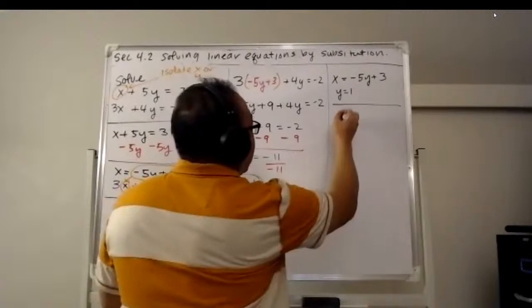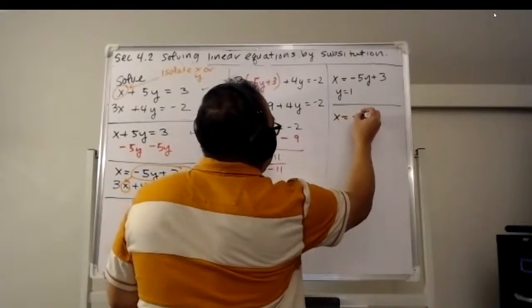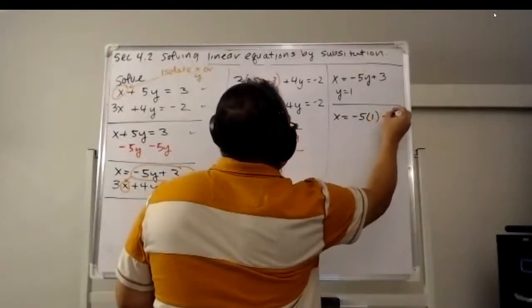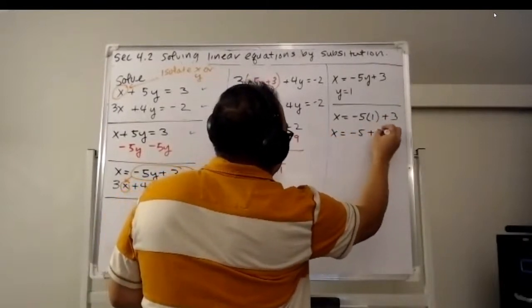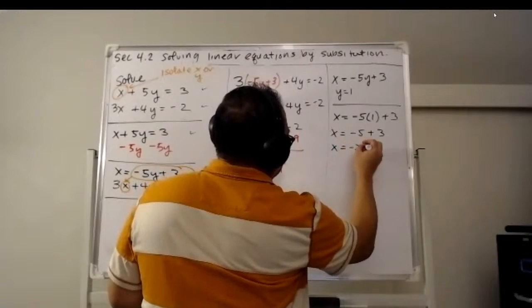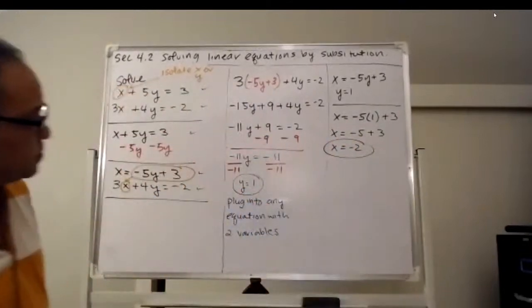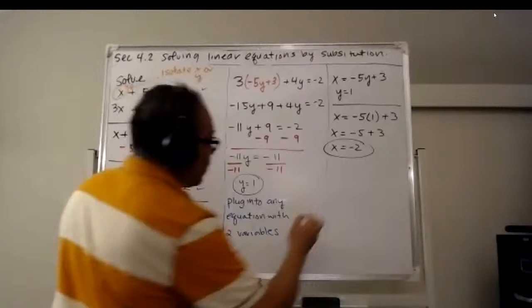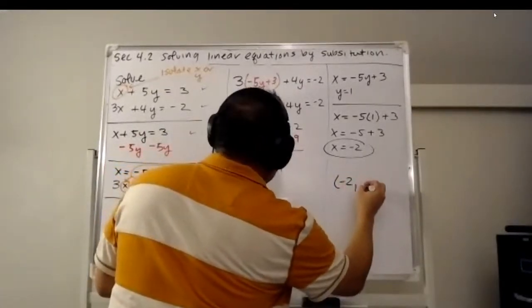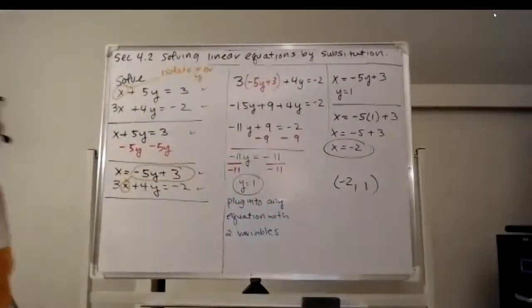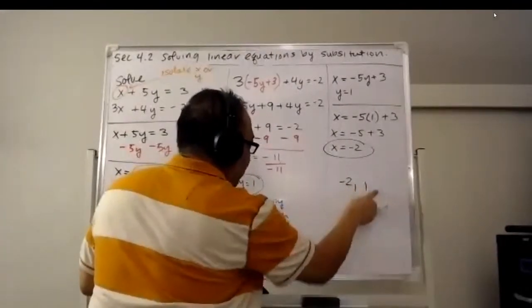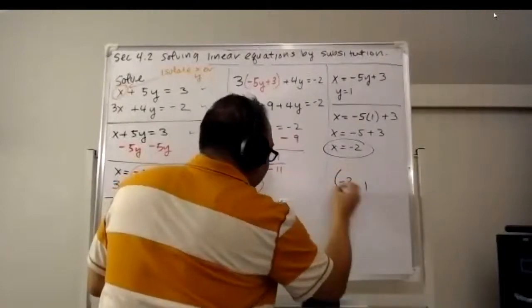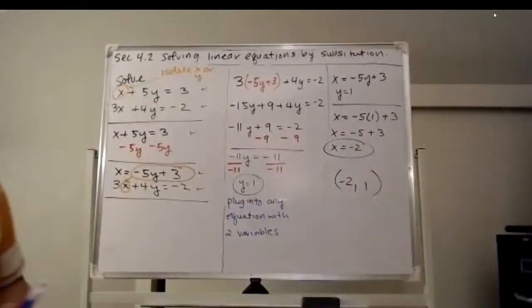Okay, so we have x is equal to minus 5 times 1 plus 3. So x is equal to minus 5 plus 3. X is equal to minus 2. So your answer is going to be minus 2 comma 1. Make sure the x comes first. And then make sure you don't do this. This is wrong. You have to make sure you have parentheses there so we know that it's a point.